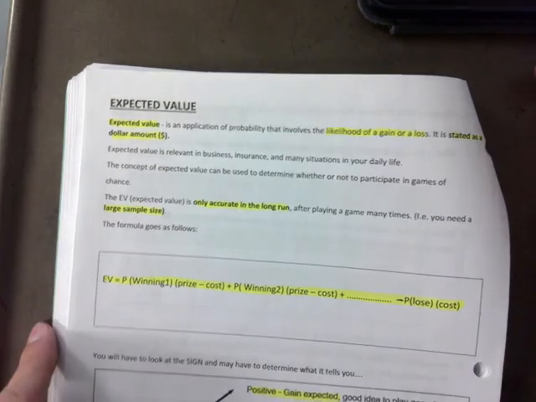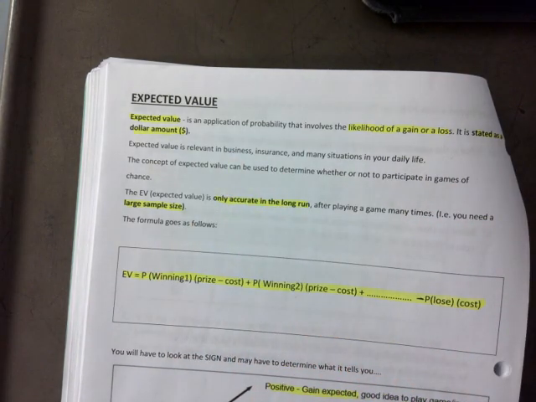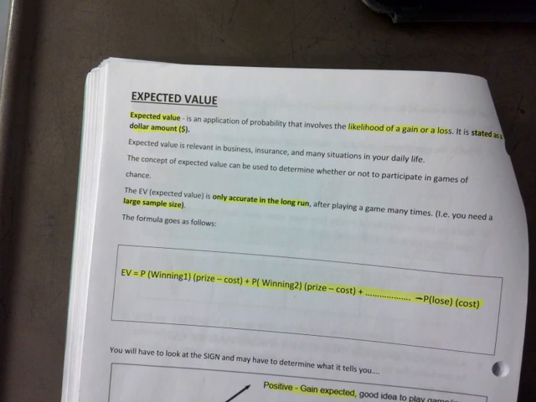Right, so what is expected value? Expected value is an application of probability that involves the likelihood of a gain or a loss. Right? And it is stated as a dollar amount. So it can be used a lot in business, insurance, and many situations in your daily life.